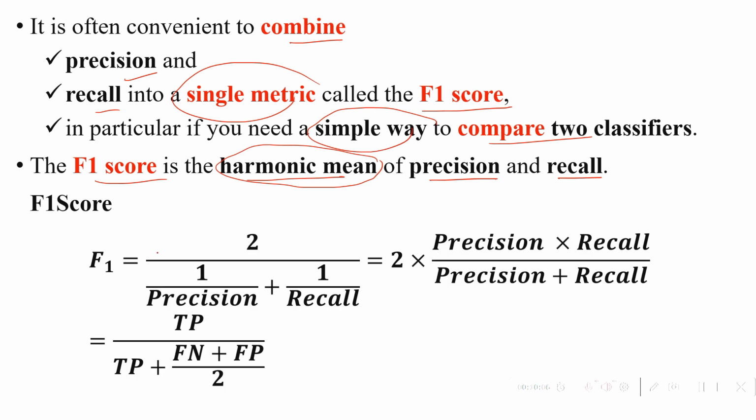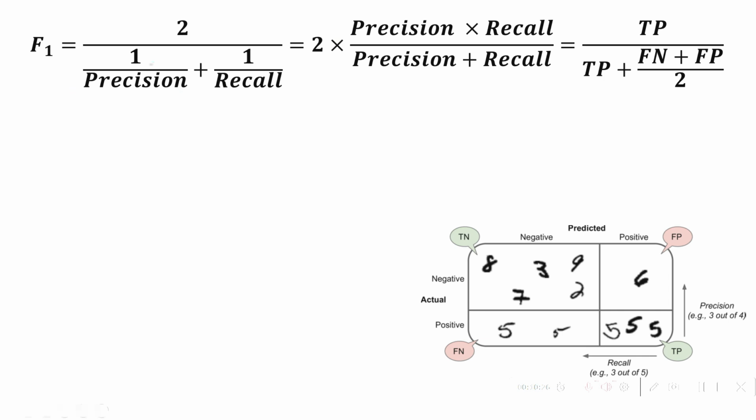So F1 equals 2 divided by (1 by precision plus 1 by recall), which is equal to 2 times precision times recall divided by precision plus recall. Simply, that is equal to TP divided by (TP plus (FN plus FP) by 2).